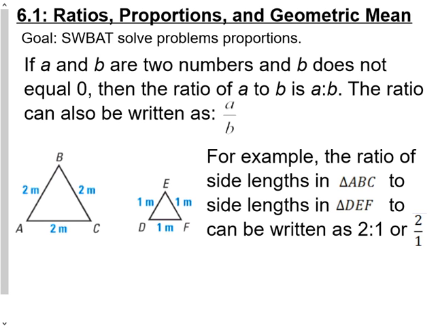Today we're starting chapter 6 with lessons 6.1 and 6.2. 6.1 is about ratios, proportions, and geometric means. Now if you've been through an Algebra 1 class or even pre-algebra class, you should have touched on proportion before, and most likely ratios as well. So geometric mean is the main new term.